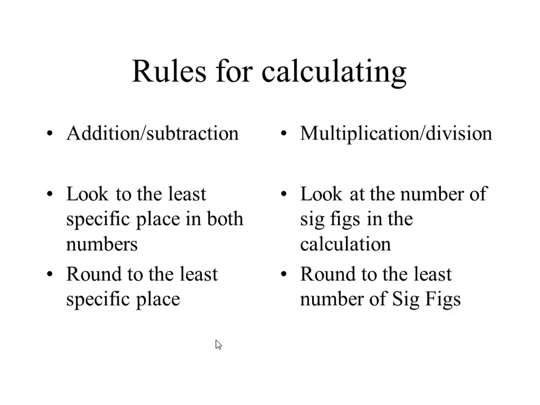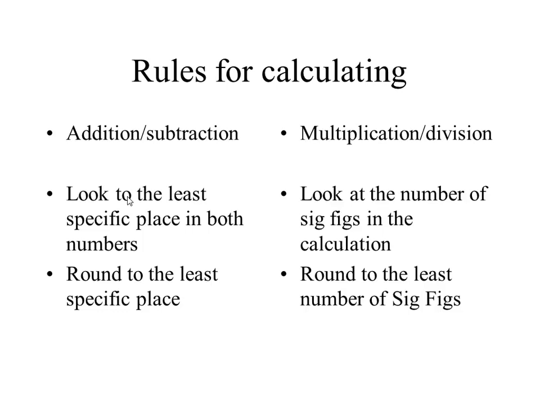Let's come back to that. So these are rules for calculating with significant figures. I want to do a little bit of practice here, and we'll come back to a couple things later. When you're adding and subtracting with significant figures, we look to the least specific place in both numbers, and we round to that least specific place.